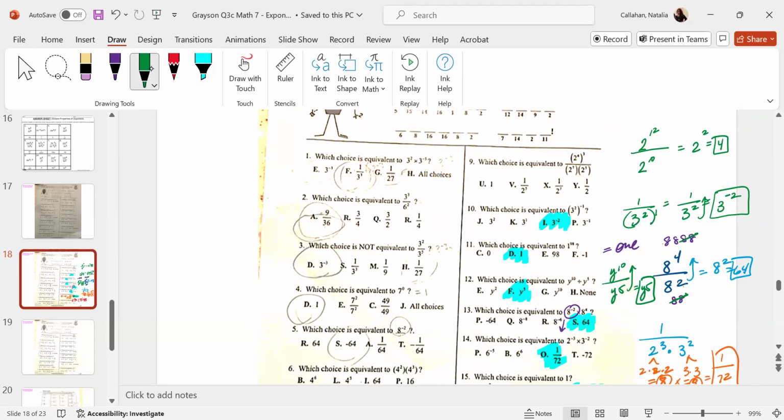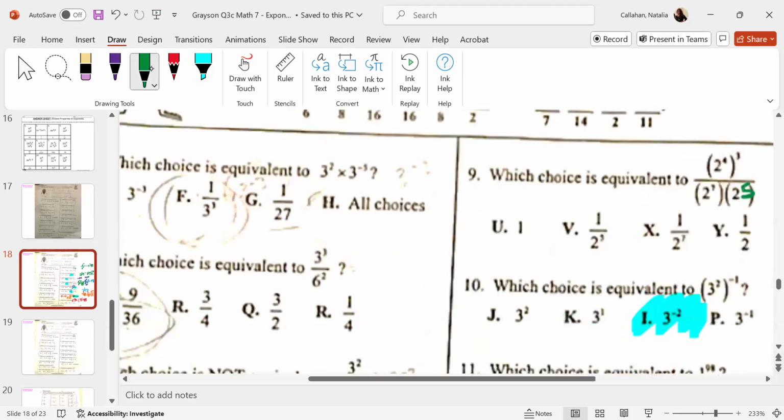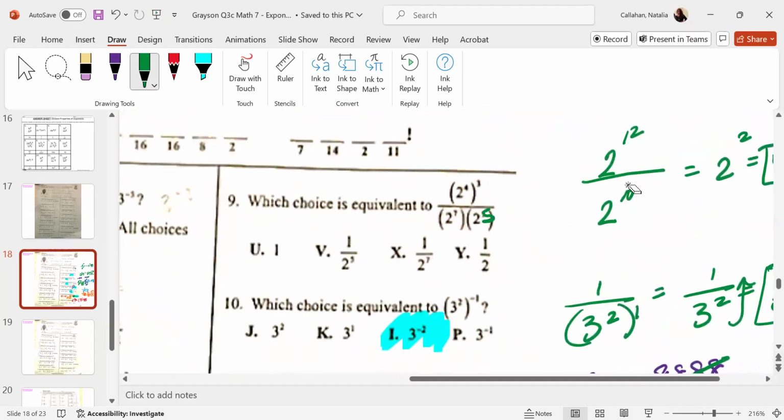Hold on a second. For number 9, is that a 2 to the 4 times 3? Is that a 5 or is that a 3? Is this a 5 right there? What is that? Yeah, that's a 5. Okay.